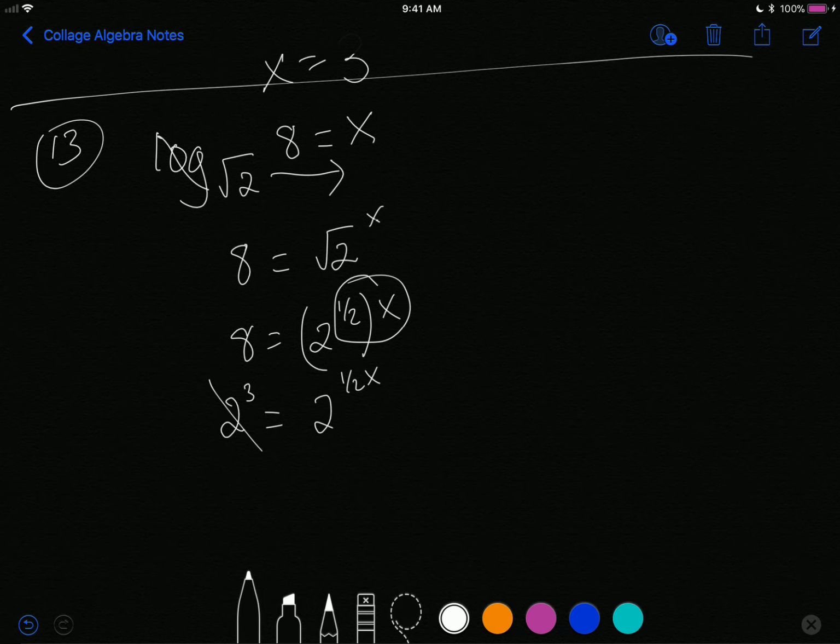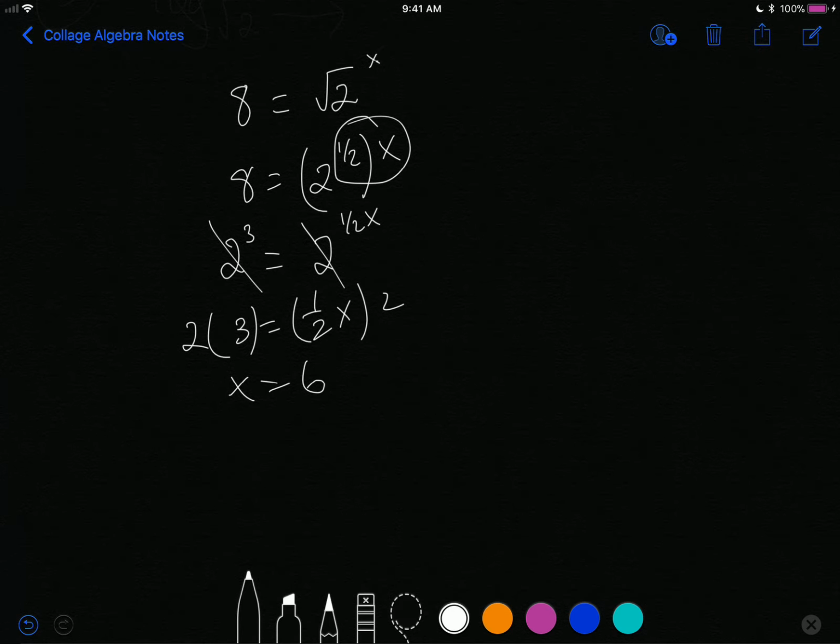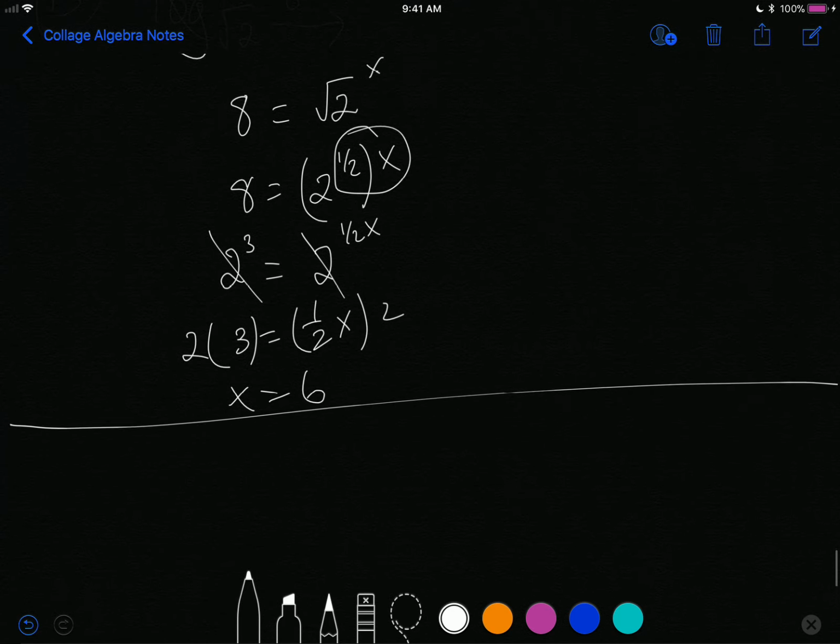And of course, these cancel that. And I have a little bit of an equation to solve. I just multiply by 2. And so x is equal to 6. The radical 2 raised to the 6th power gives me 8. Crazy, yeah? But that's what it is. In truth and in fact, we're almost there. Been a long go so far.